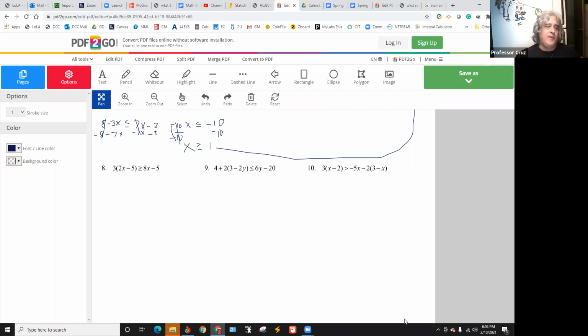Try these next 3. These are ones that are using everything. They're putting together the distribution, and then you're going to have to do some collection and all.